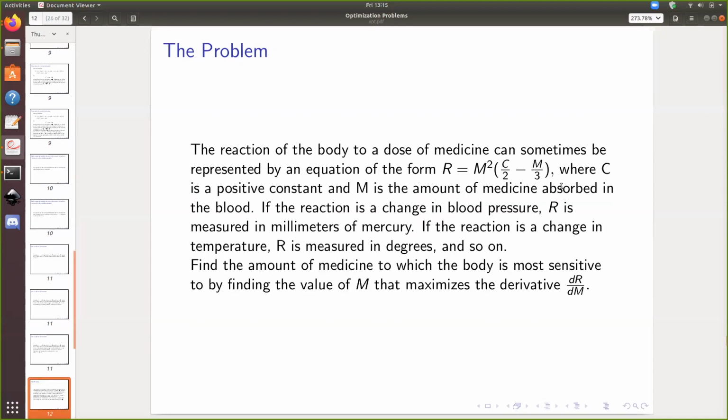Let's do something a little more intense. The reaction of the body to a dose of medicine can sometimes be represented by an equation of the form R equals m squared times (c over 2 minus m over 3), where c is a positive constant and m is the amount of medicine absorbed in the blood. If the reaction is a change in blood pressure, R is measured in millimeters of mercury. If the reaction is a change in temperature, R is measured in degrees. It's a general equation. It does a lot of things. So what we want is to find the amount of medicine to which the body is the most sensitive by finding the value of m that maximizes the derivative dR/dm.